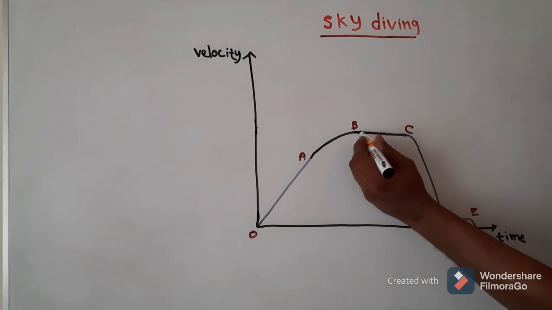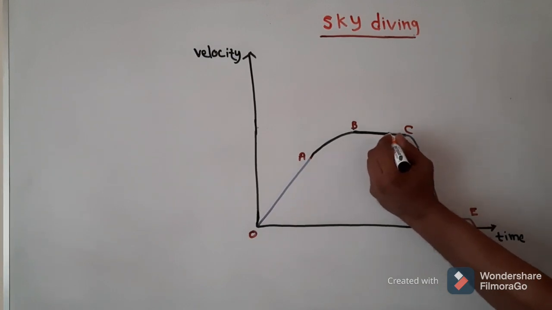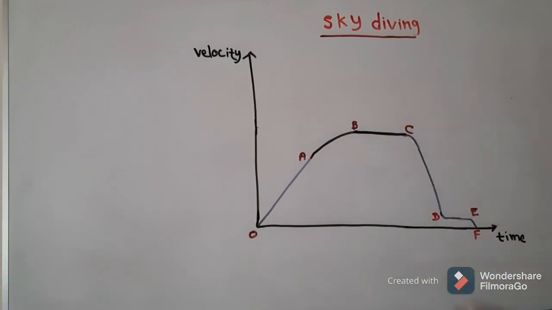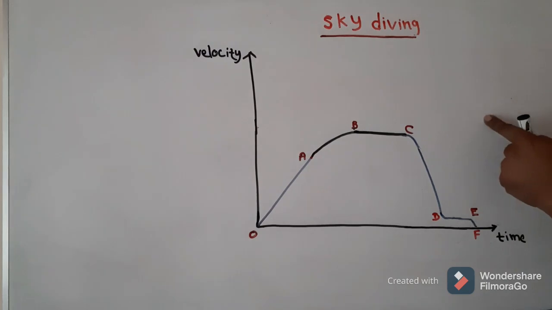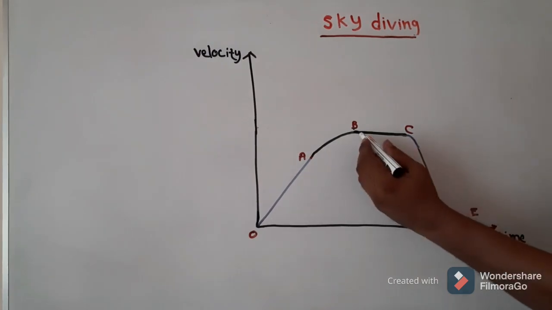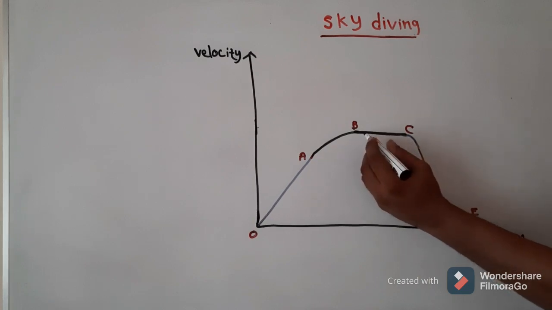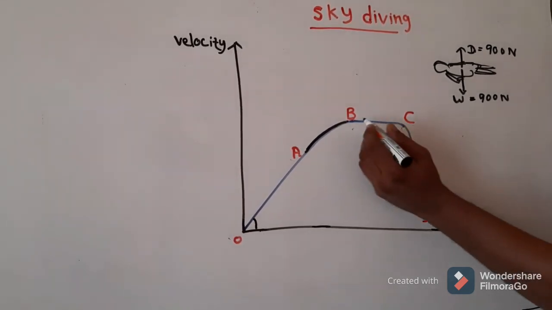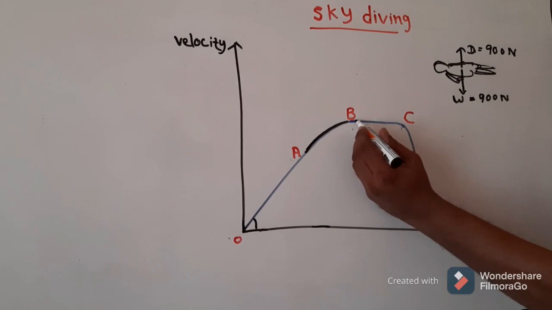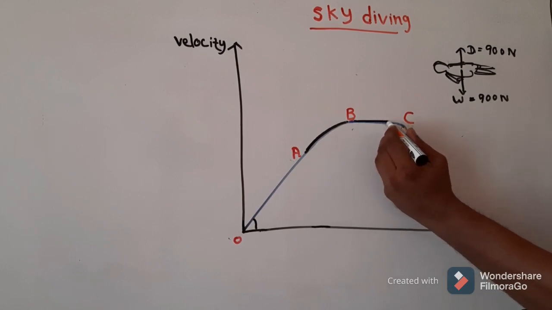Now look at this shape BC. BC is a constant velocity. We call this terminal velocity. How is velocity constant? That means weight is fully balanced by the air resistance. So there comes a moment when weight is fully balanced by the air resistance, then velocity is constant. As forces are balanced, he has no acceleration, so he is falling with a constant steady speed. We call this terminal velocity.